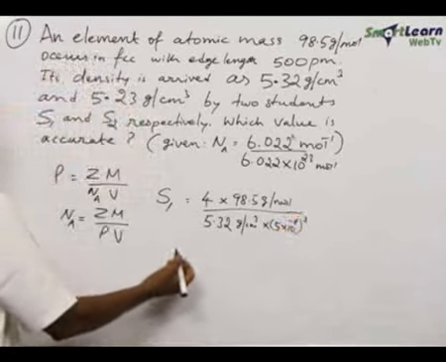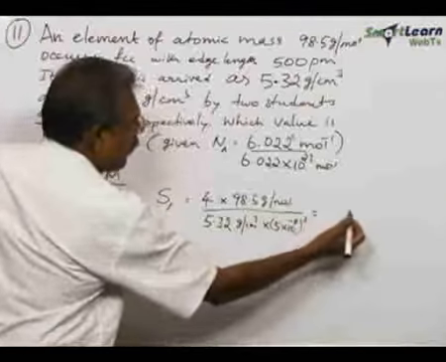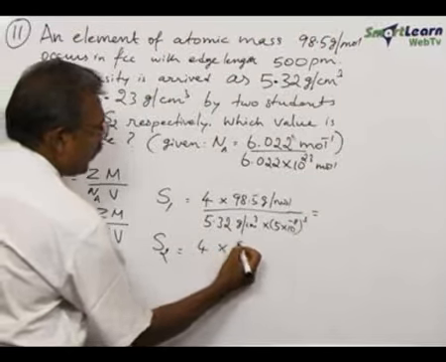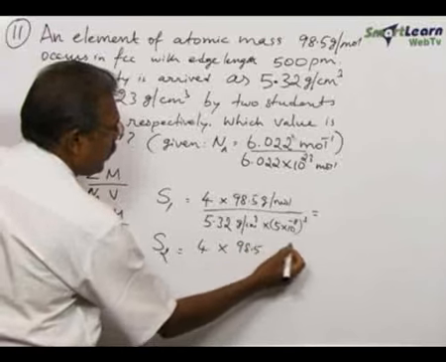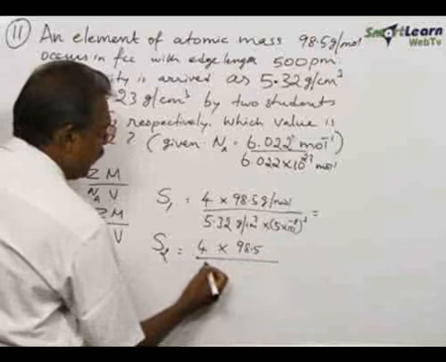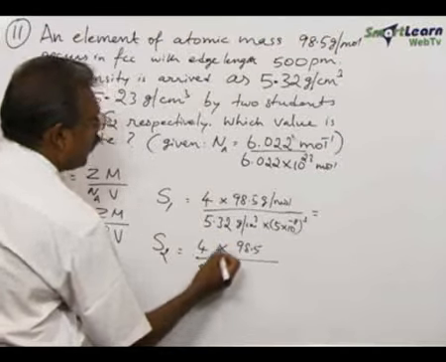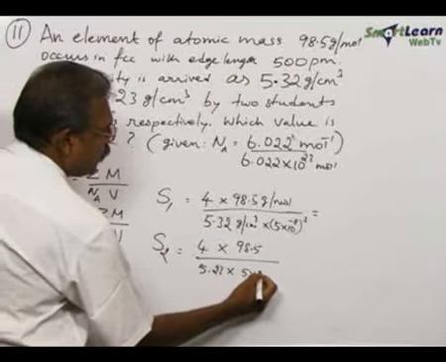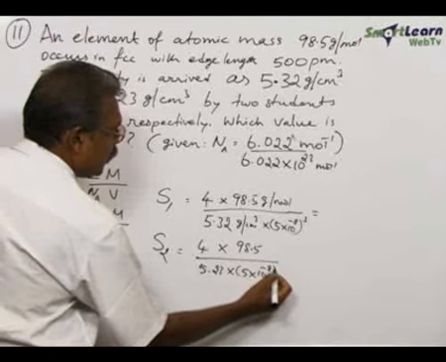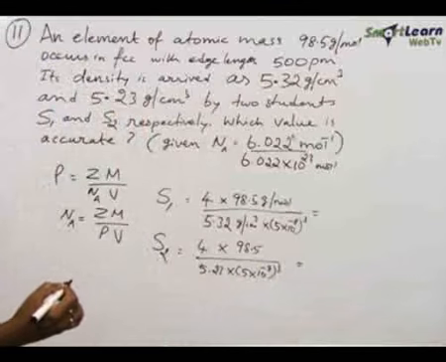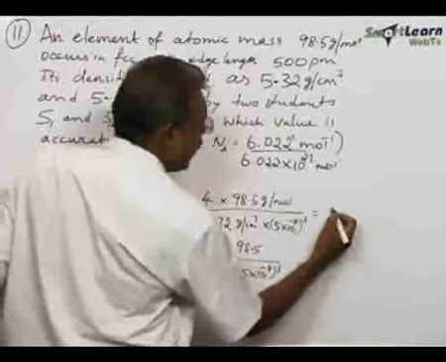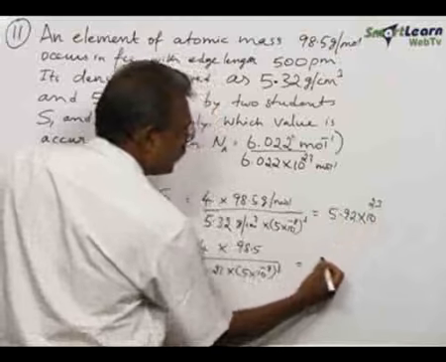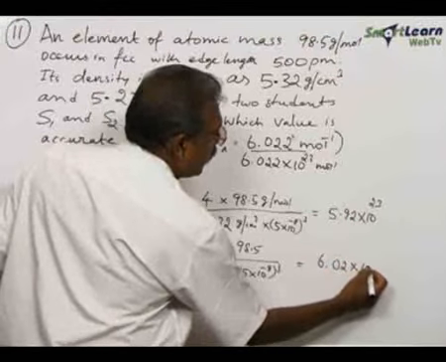So if you go by this, we have one density and one Avogadro constant value. Then for student 2, the same thing: 4 particles, 98.5 gram per mole, divided by, instead of 5.32, you have to take 5.23, because the second student calculated 5.23, into the same 5 into 10 power minus 8 the whole cube. So on solving the two problems, for the first we have 5.92 into 10 power 23 Avogadro constant, and for the second student 6.02 into 10 power 23.